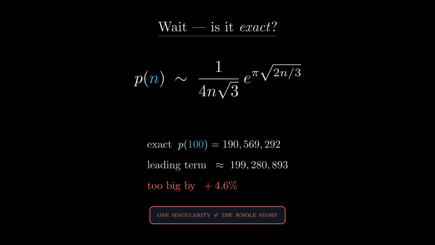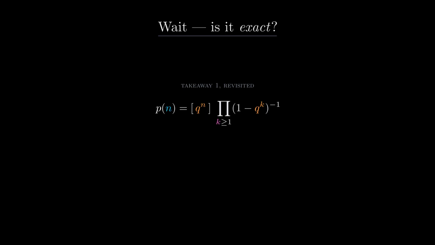So let's amend what we said at the start. Yes, partitions live in the coefficients of that product, but to read them out exactly, every root of unity has to get a vote, not just the one at q equals 1. Hold that thought. It's the whole idea of the circle method.